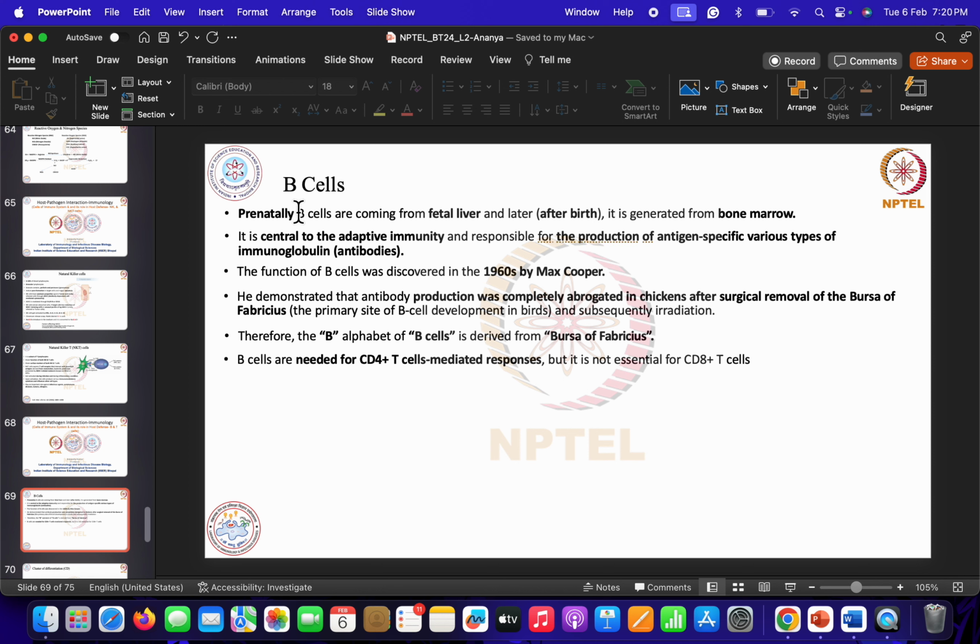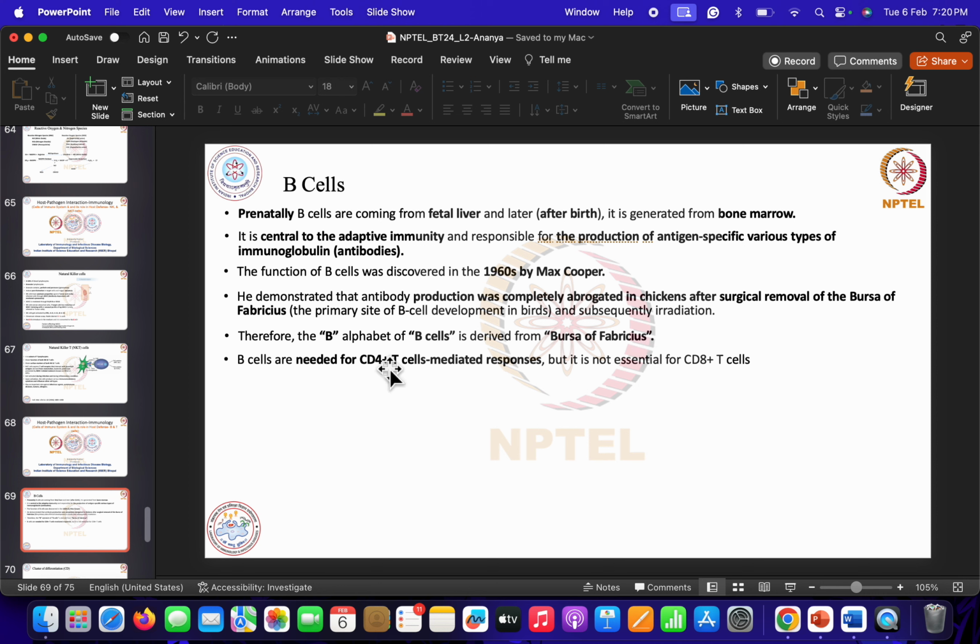B cells. Prenatally, B cells come from the fetal liver and later, after birth, they are generated from bone marrow. They are central to adaptive immunity and responsible for the production of antigen specific immunoglobulins of various types. The function of B cells was discovered in the 1960s by Max Cooper. He demonstrated that antibody production was completely abrogated in chickens after surgical removal of the bursa of Fabricius, which is the primary site of B cell development, and subsequent irradiation. Therefore, the B in B cells is derived from the bursa of Fabricius.